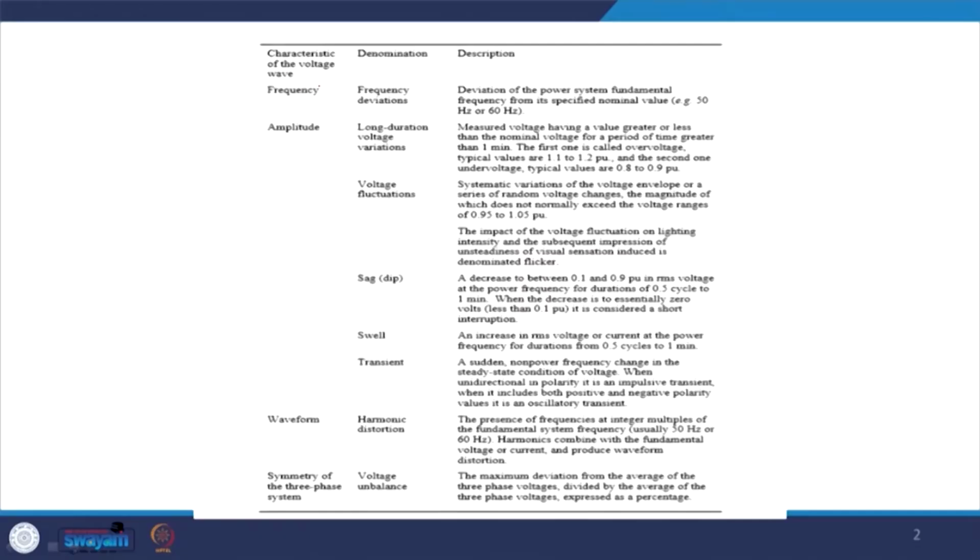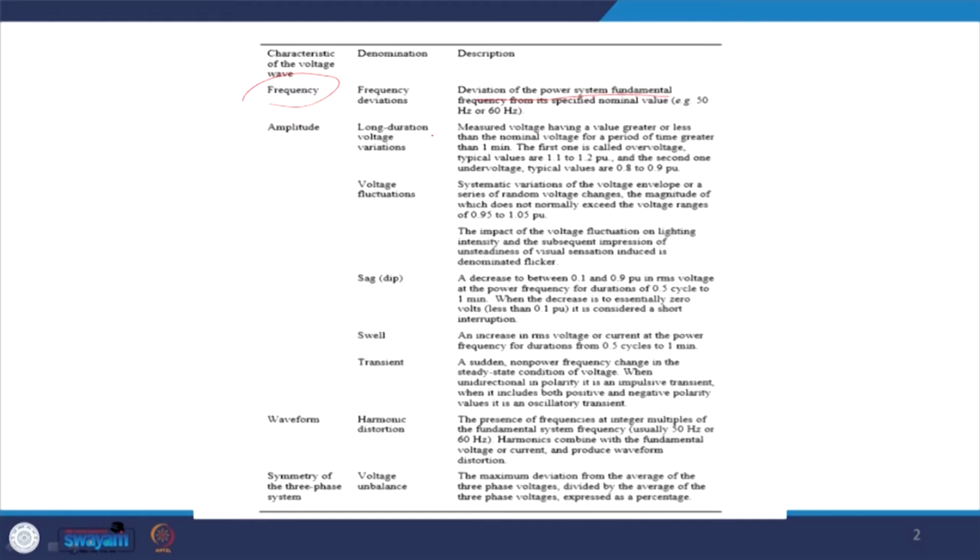First of all, it is based on the characteristics of the voltage wave. We can have power quality in voltage, current as well as frequency. So, deviation of the frequency has to be considered as a case of power quality. The utility is supposed to give quality power, and the fundamental frequency should be 50 hertz or 60 hertz, and we have to restrict it within a specific limit.